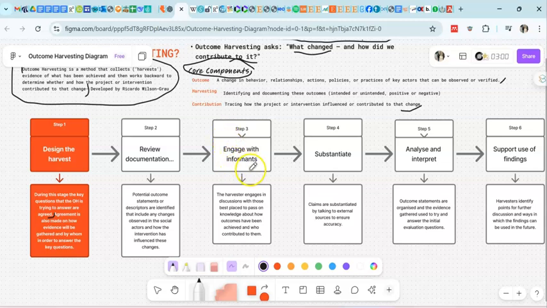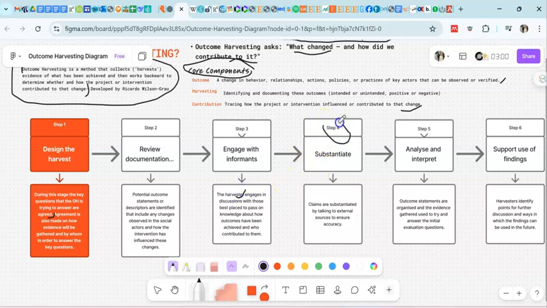The third step is engage with informants. The key thing to remember is that the harvester engages in discussion with those best placed to pass on knowledge about how outcomes have been achieved and who contributed to them. Engage with those who have information about what the change was, who contributed, and how those changes were achieved. Here, harvester can mean the evaluator as well.